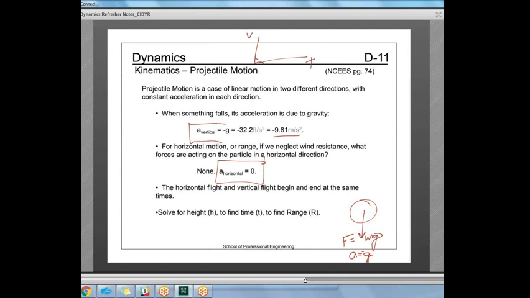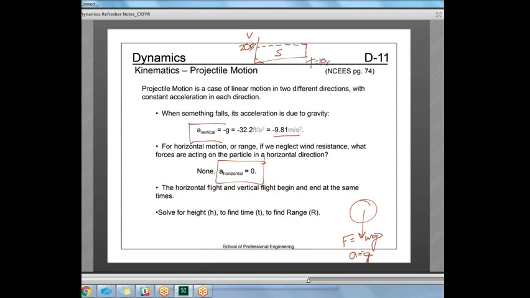Let's draw a velocity versus time graph for the horizontal motion. What's it going to look like? Here's time. Here's our velocity axis. If we're just looking at the horizontal velocity, what's our velocity versus time graph going to look like? Well, if the horizontal acceleration is 0, then if we start out moving left to right at 20 meters per second, we're going to keep moving at 20 meters per second for all time until we hit something.